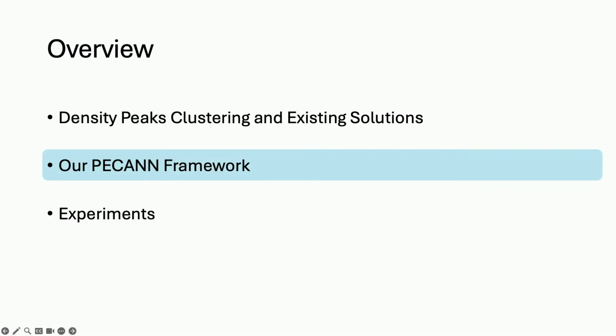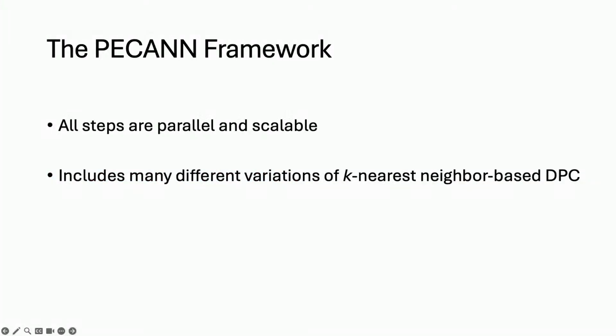So we introduced the PCAN framework for addressing this challenge. In PCAN, we make sure that all of the steps in DPC are parallel and scalable. PCAN is also able to include many different variations of DPC. So we include different variations of DPC density functions that are based on k nearest neighbors.